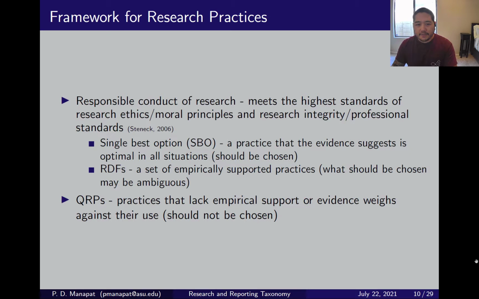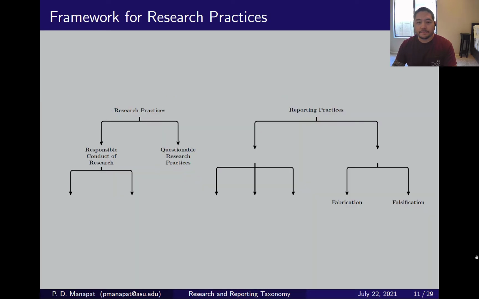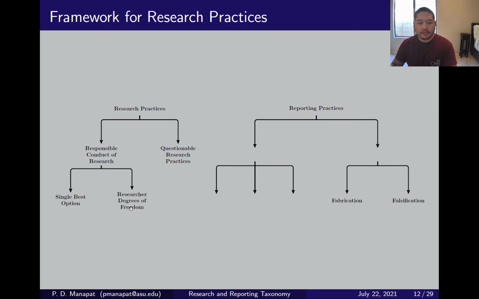On the other hand, we have RDFs, which we define as a set of empirically supported practices. So what should be chosen is a bit ambiguous. So for SBOs, it's one clear choice, and then for RDFs, there are multiple choices that could work, which makes the choice a bit unclear. And then we also have QRPs, which are practices that lack empirical support or evidence weighs against their use. So these are options that should not be chosen. So putting these into our taxonomy, this is where we left off. So we have responsible conduct of research, which we'll be filling in with the single best option, and then researcher degrees of freedom.